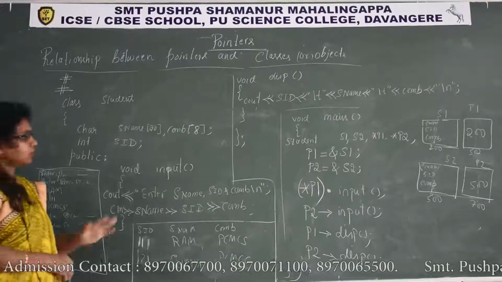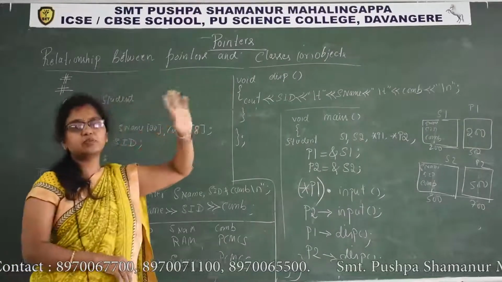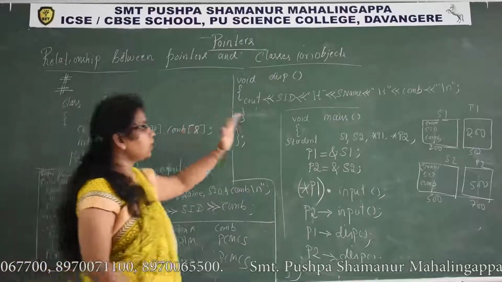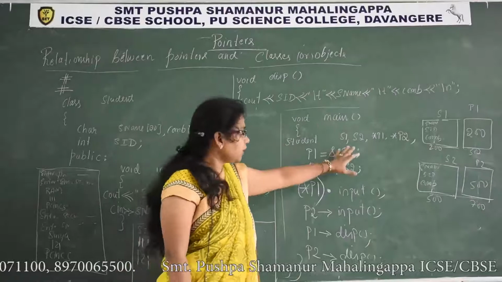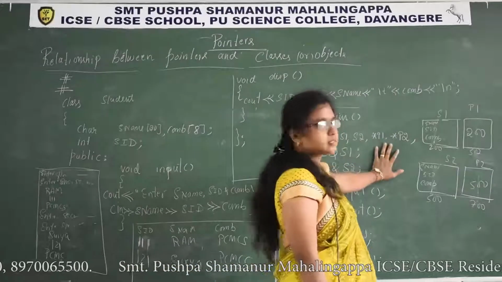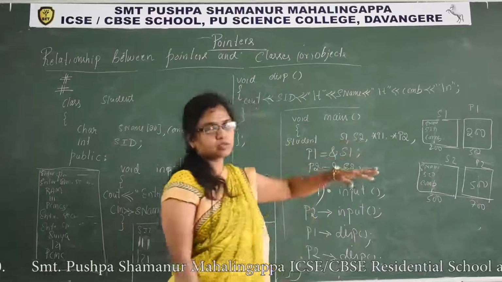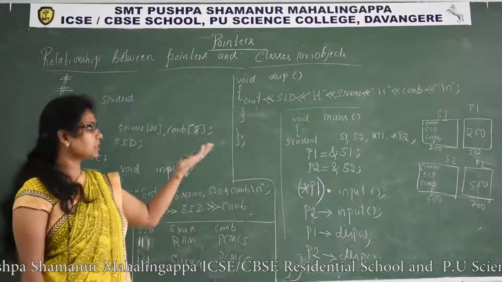See, that relationship between pointers and class, or pointers and objects. Anta kelidre classina members na yav tara access ಮಾಡಬೇಕು pointers use ಮಾಡಿ. So object create ಮಾಡಿ ಆ objects ಗೆ pointers na ತಗೋಬೇಕು. These two pointers have to contain the address of these objects. Objects are nothing but variables of class type.